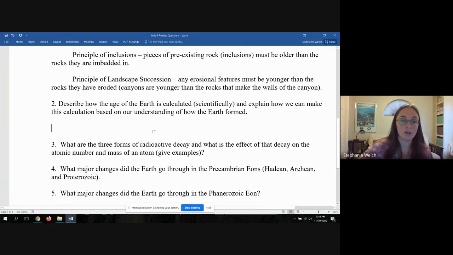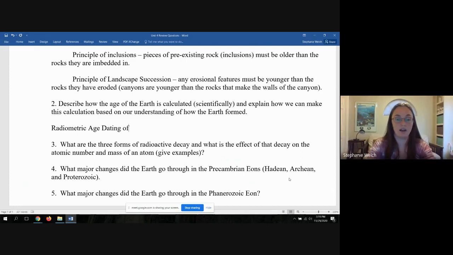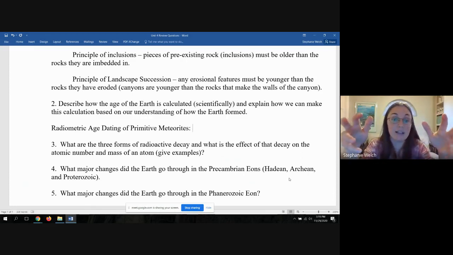So the answer to this, describe how the age of the Earth is calculated, deals with radiometric age dating of primitive meteorites. The reason we use meteorites to get at the age of the Earth is because we can work under the assumption that these meteorites are primordial building blocks of the planet itself, based on our understanding of how the Earth originally formed.